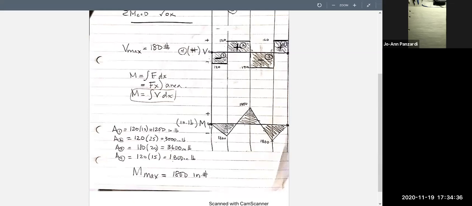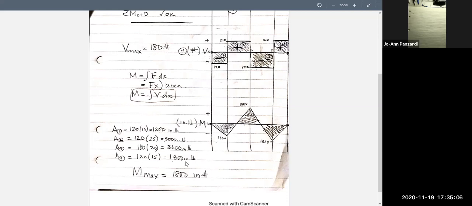And then in order to do the moment diagram, I start at zero. The area was 1200 and it's a negative area, so the slope is negative. The second area was 3000 and it was a positive area, so I go up 3000. This area was a negative 3600, so I have a negative slope going down 3600, which brings me to 180.